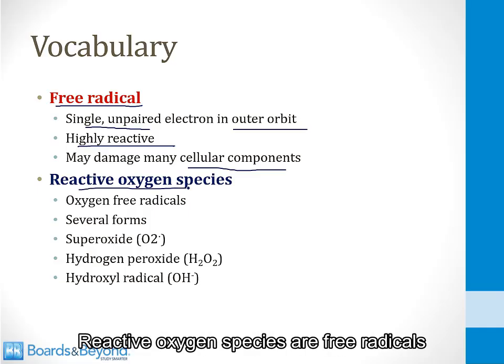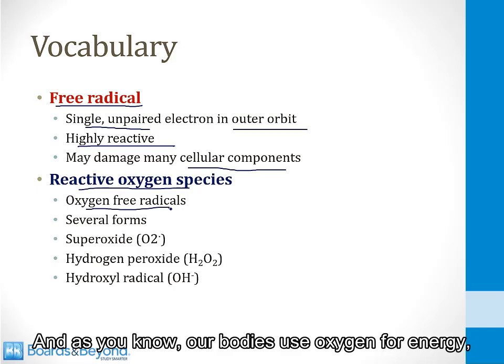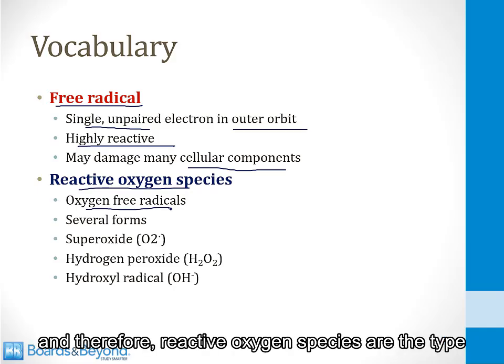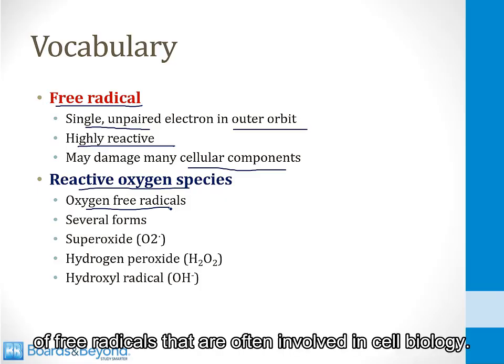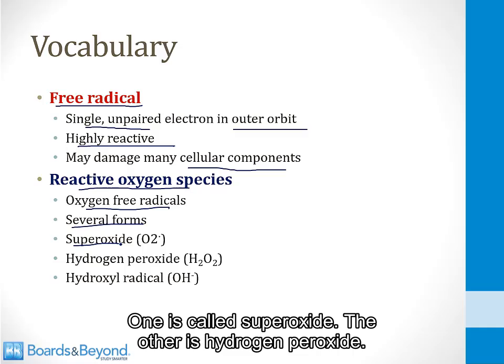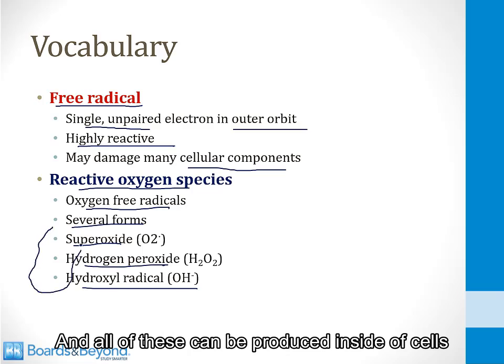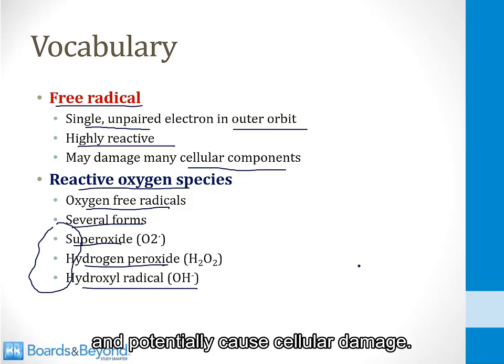Reactive oxygen species are free radicals that contain oxygen. And as you know, our bodies use oxygen for energy, and therefore reactive oxygen species are the type of free radicals that are often involved in cell biology. Reactive oxygen species come in several forms. One is called superoxide, the other is hydrogen peroxide, and the final one is the hydroxyl radical, and all of these can be produced inside of cells and potentially cause cellular damage.